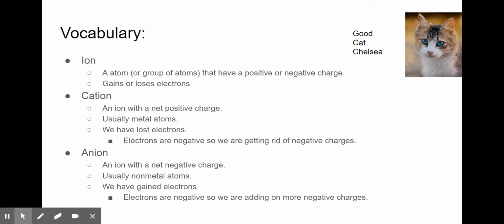An anion is an ion with a net negative charge, okay? This is usually our non-metal atoms. Remember, we find those more on the right-hand side of the periodic table, okay? And here we have gained electrons, so we're becoming more negative. You are an anion if you are gaining bad friends or bad acquaintances, ones that are getting you in more trouble, okay? Something also to think about, the word part a or an that you see here as a prefix just means not or without, okay? So we're getting more negative, okay?